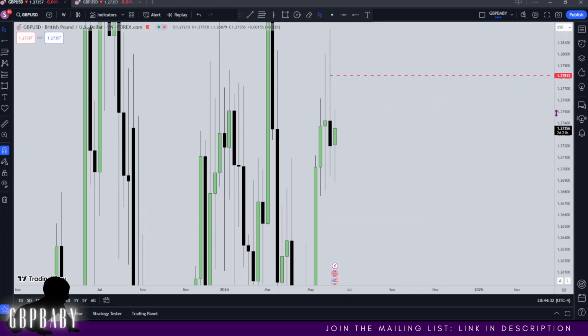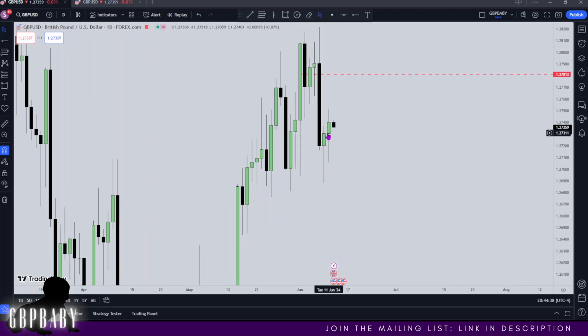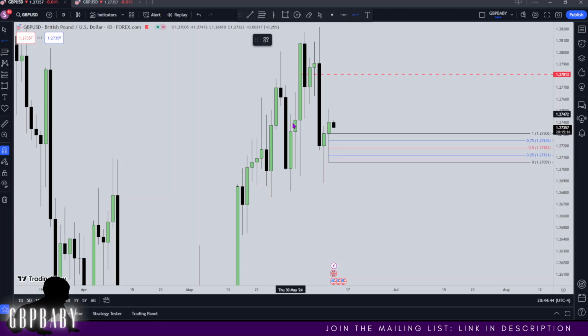And then in terms of discount PD arrays, the very lowest I want to see it trade at this point, especially after having taken out last week's low, is going to be this daily low that was created yesterday. Sorry, not the daily low, this daily consequent encroachment. So let's get that marked out, and I'll explain to you why I'm paying attention to these levels now.